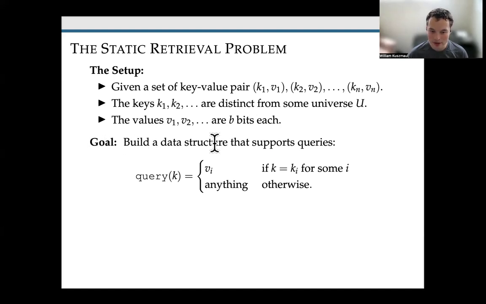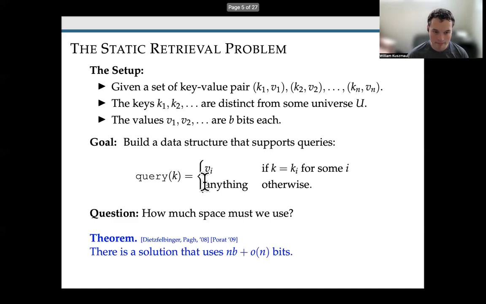The goal is to build a data structure that supports value retrieval queries. This means that if we query some key k, and if k is one of the keys in our data set, then the query should return the corresponding value. That's the only guarantee. If we query a key that's not in the data set, the query can return whatever it wants. So that's the static retrieval problem.